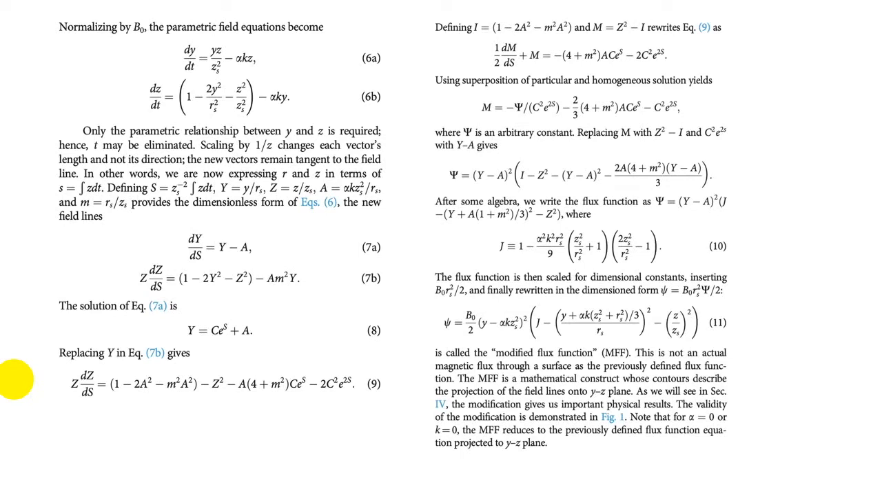Now I need to be clear: before, the flux function had a physical meaning, right? Right now it doesn't have any physical meaning. It's just this weird, ugly equation that's going to give us a lot of information about the structure of the magnetic field, but it's not going to give us anything more. You can see that when alpha becomes zero, this basically becomes the previous equation for the flux function. So we know what we're doing is in the right direction.